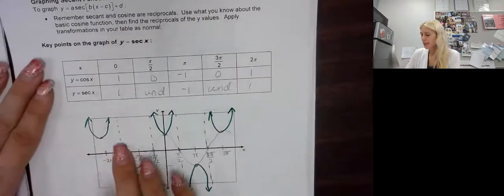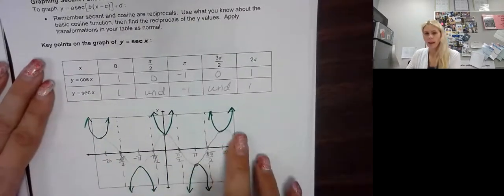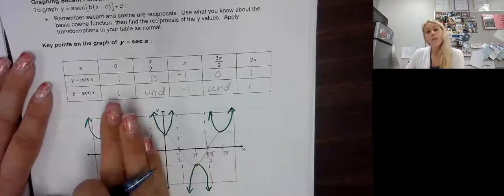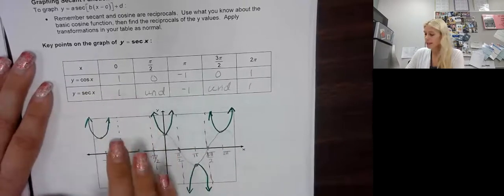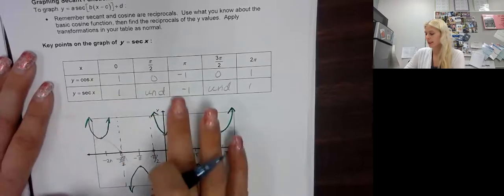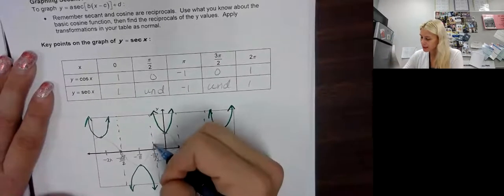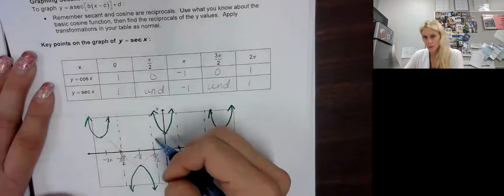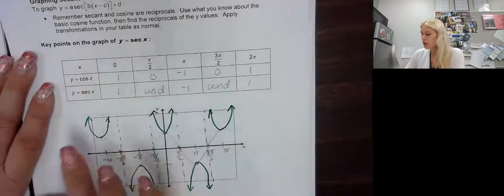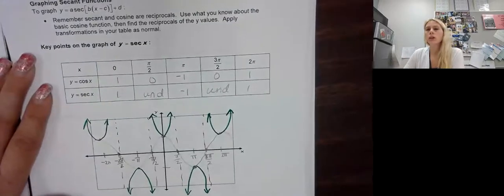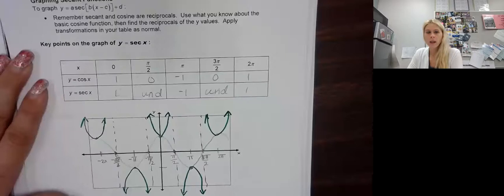So here's my cosine graph, that wave. Every time it hits the x-axis, where it was 0, we now, for secant, have an asymptote. See how I have an asymptote right here? And then what happens is, because we're flipping that, this upside down parabola now flips up. So the green is our secant. Now I want to show you the asymptotes really quickly.